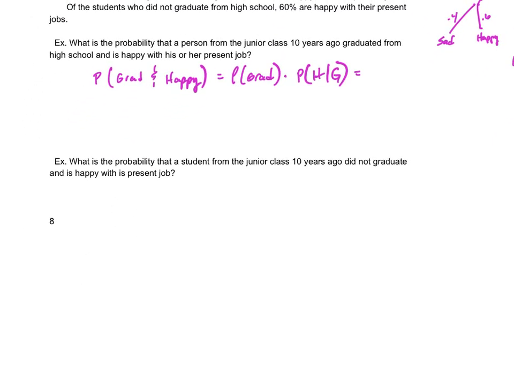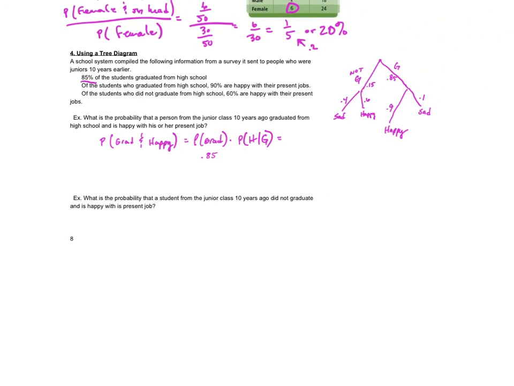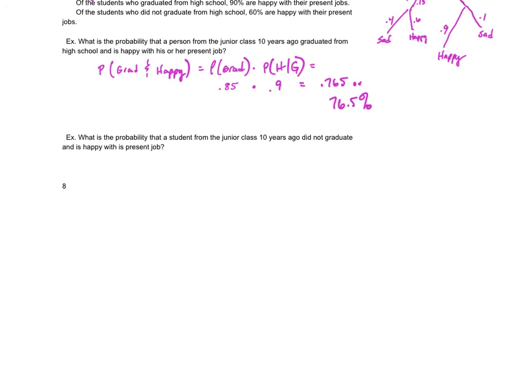And that is going to give us, let's see here, the probability that they graduated is 0.85, and then the probability that they graduated and they are happy, which is going to lead us down this point, is going to be 0.9 times 0.9 is going to equal 0.765, or 76.5%. That is the probability that they graduated and they're happy with their job. And let's see what else.